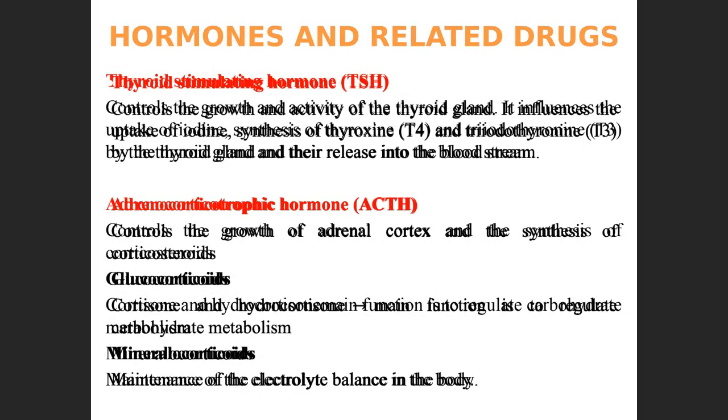The next is adrenocorticotropic hormone. It controls the growth of the adrenal cortex and the synthesis of corticosteroids. So it leads to the synthesis of corticosteroids such as glucocorticoids and mineralocorticoids. Within the glucocorticoids we have cortisone and hydrocortisone. The main function of these corticosteroids is to facilitate the metabolism of carbohydrates. And mineralocorticoids are responsible for maintenance of electrolyte balance in the body. So this was a brief overview of different hormones and their functions in the body.